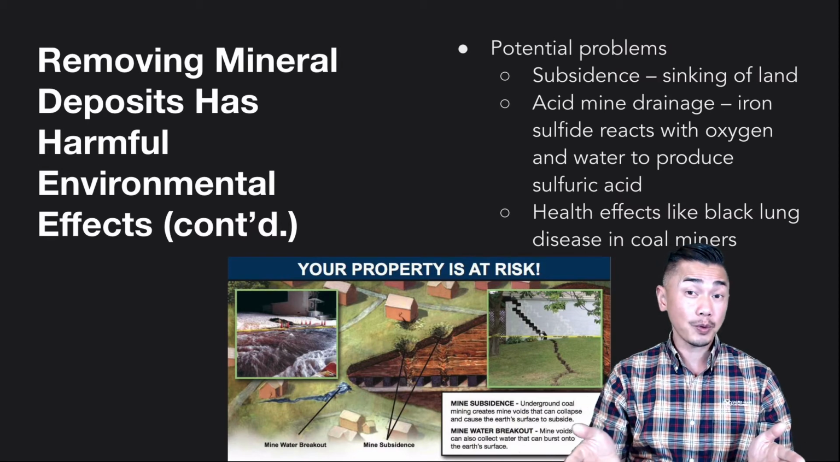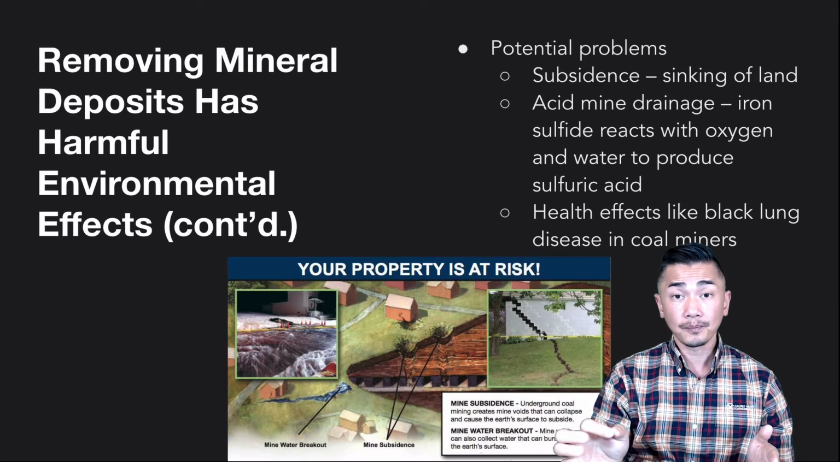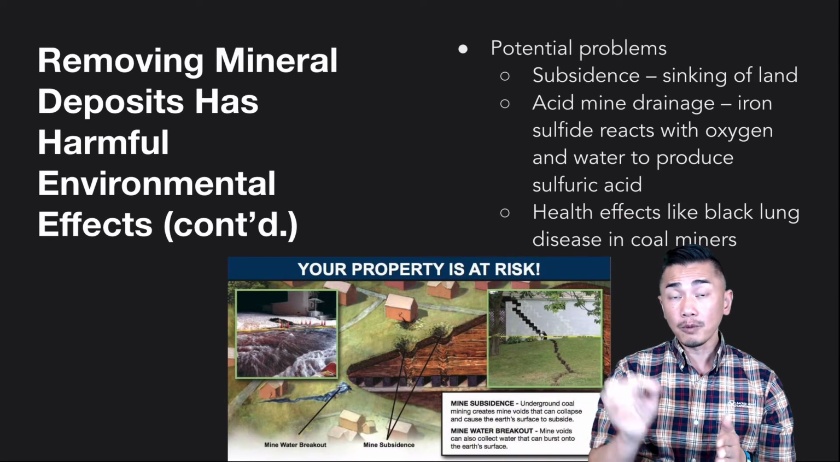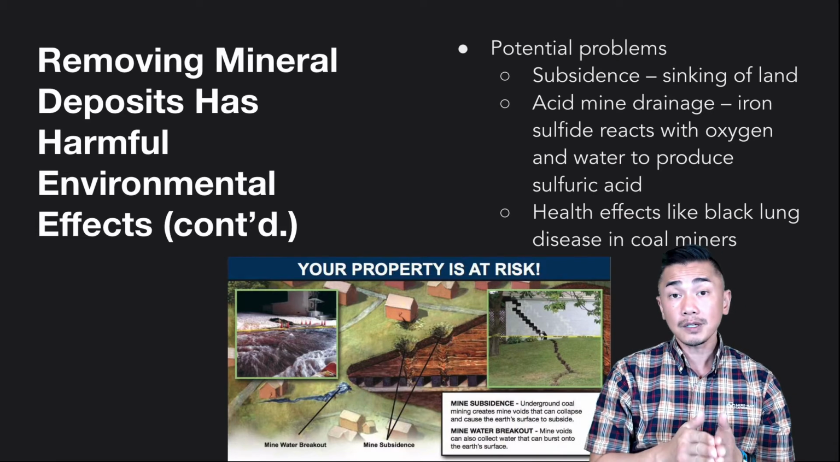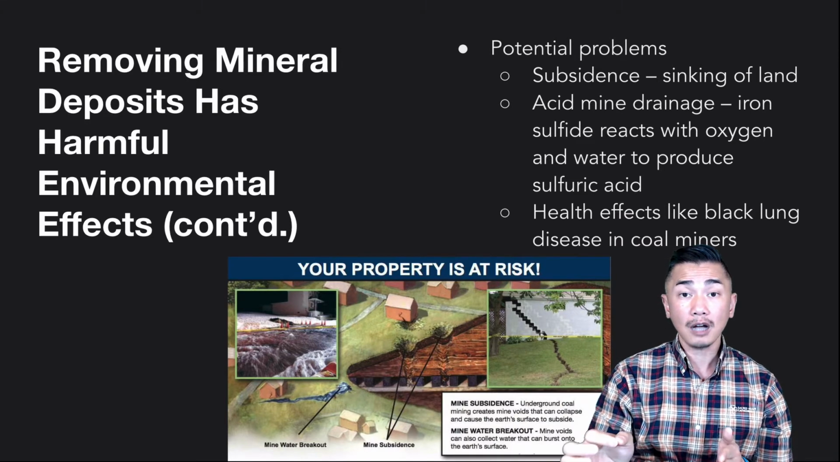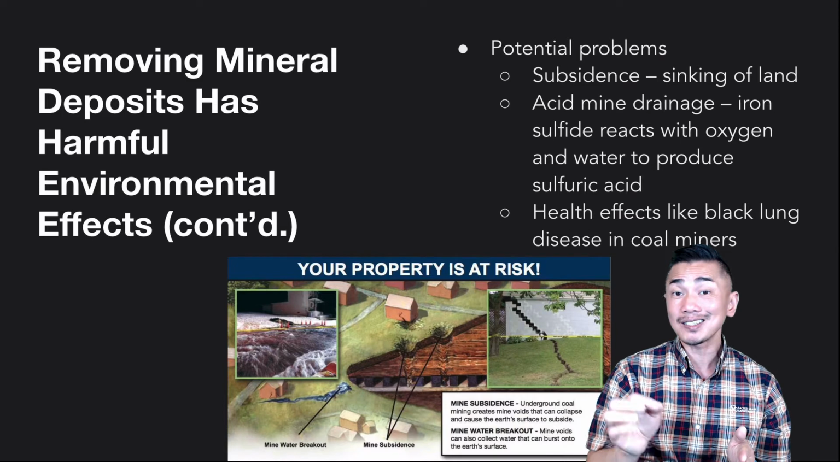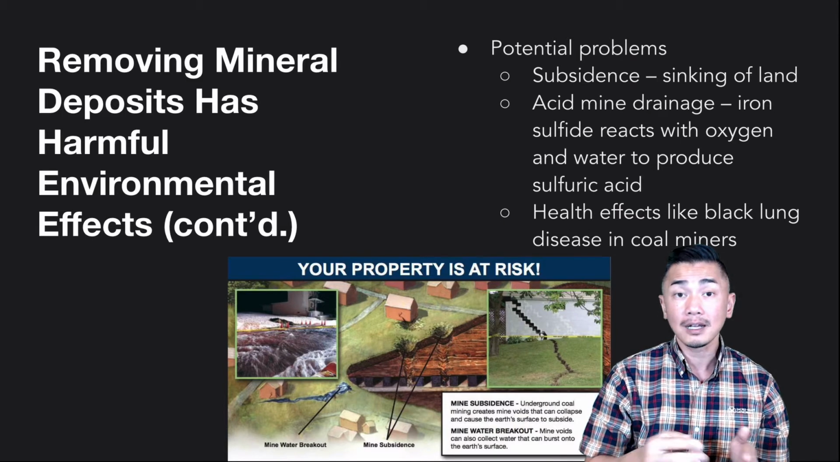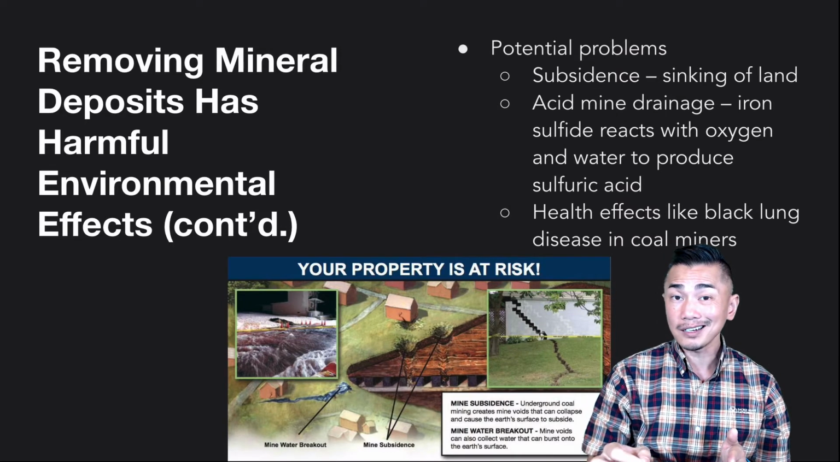Let's talk about the potential problems of mining next. The first is subsidence, or the land sinking. We talked about subsidence before, when groundwater is removed excessively. In mining, subsidence can occur when underground mines collapse. Second, there's acid mine drainage. In acid mine drainage, iron sulfide in the earth reacts with oxygen and water to produce sulfuric acid. This sulfuric acid can then escape the mine, affecting the environment around it and killing organisms. And finally, there are health effects, like black lung disease in coal miners.